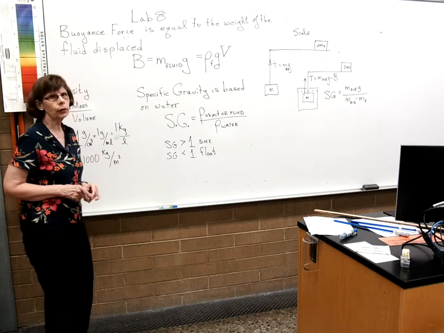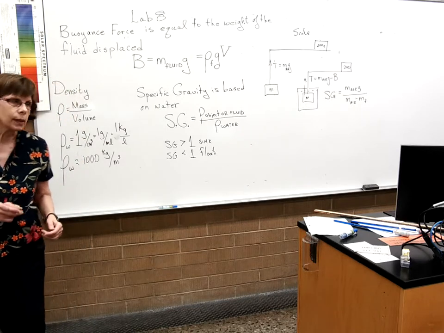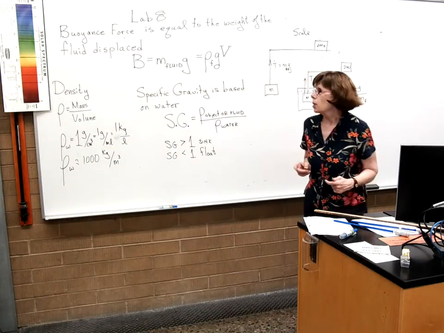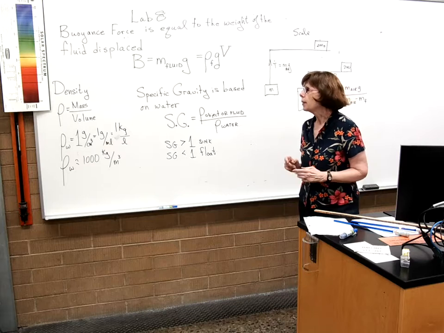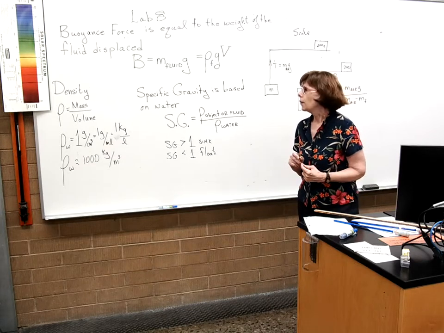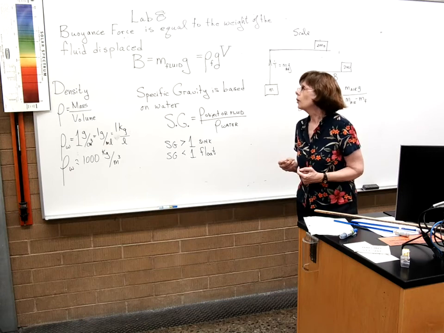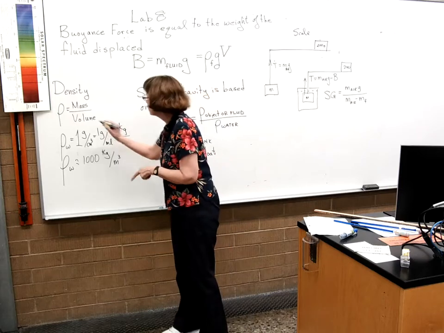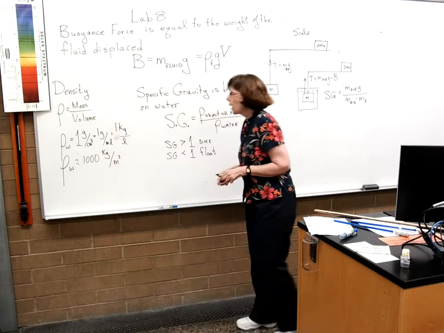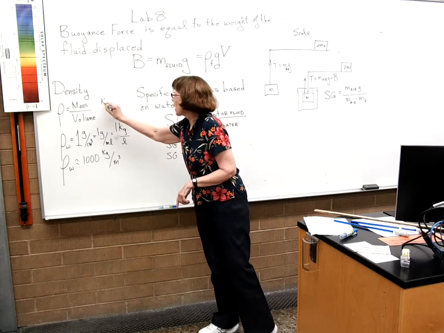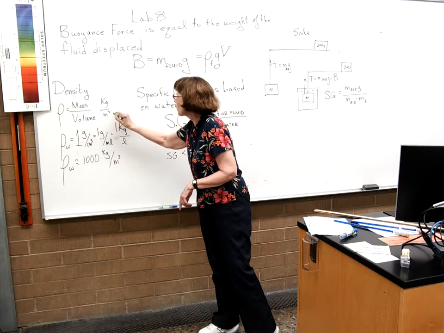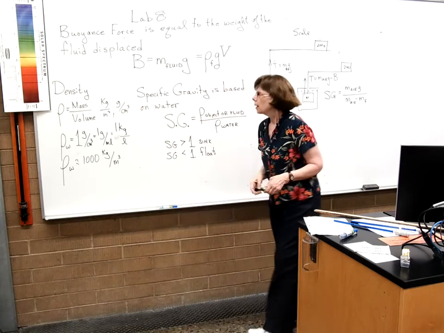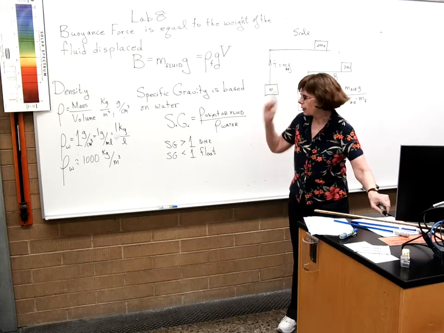In the 19th century, they were looking for a miracle substance. That miracle substance that they found is known as water. So they defined water as one. They defined the density as the mass of the object or fluid over its volume. And the units would be kilograms per cubic meter or grams per cubic centimeter. Okay, so they defined that magic fluid as being one.